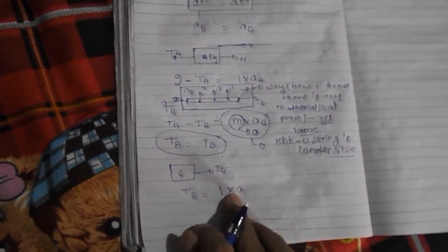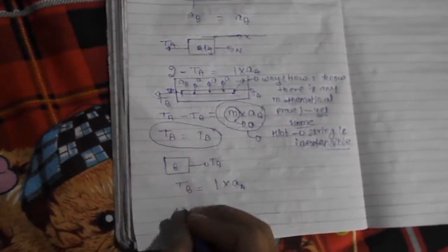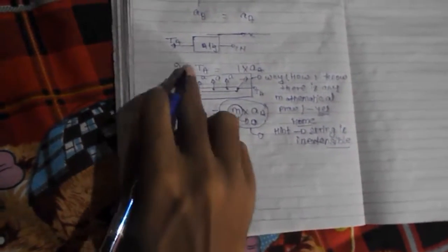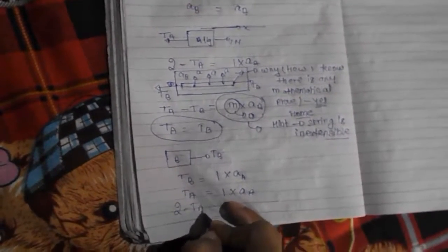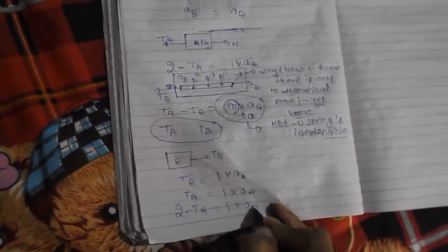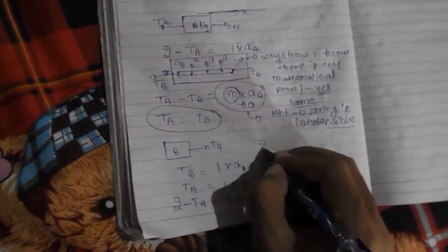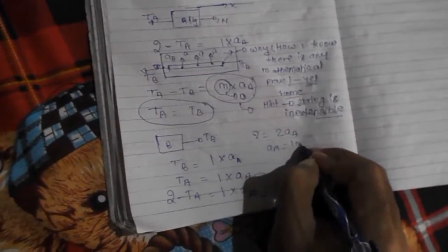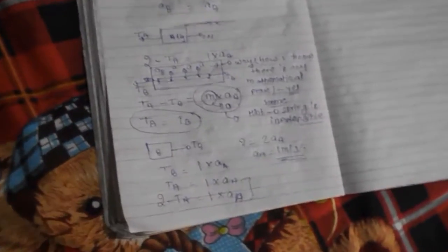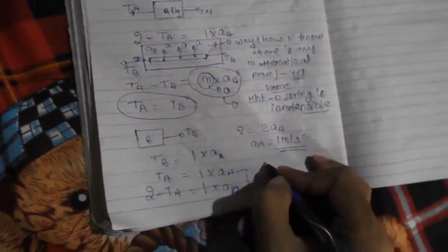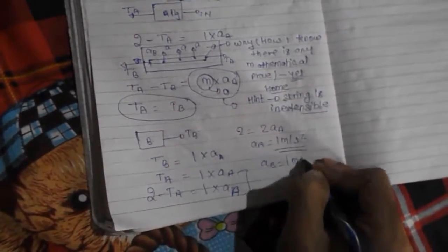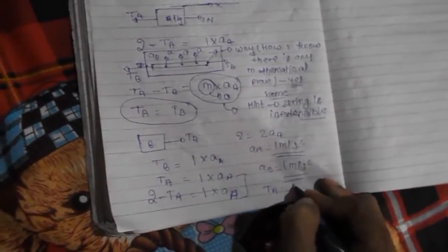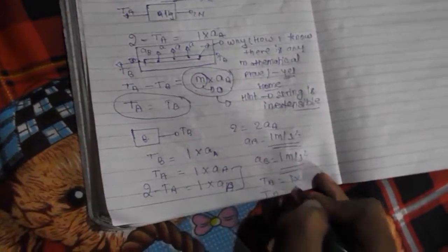So Ta is equal to Tb, and T is equal to Tb. So Ta is equal to 1 times the acceleration a, and here 2 minus Ta is also 1 times the acceleration a. Add these two, what do I get? 2 is equal to 2a. The acceleration a is equal to 1 meter per second squared. The acceleration of B is also 1 meter per second squared. Now what is the tension? It is very simple to calculate. Ta is equal to 1 times 1, so the tension is equal to 1 Newton.